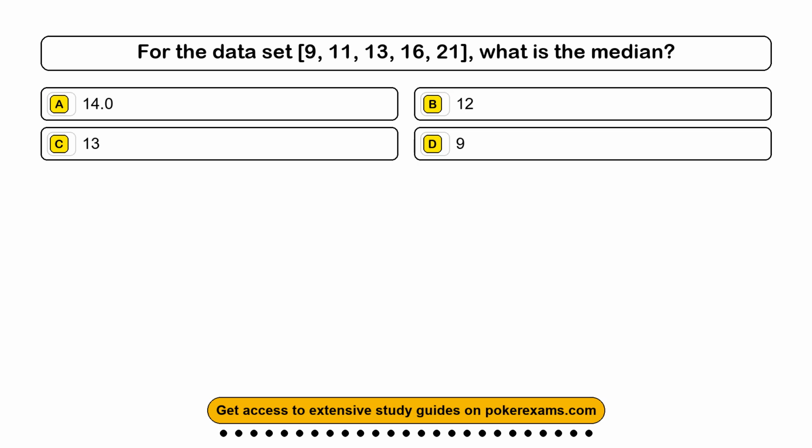Question 19. For the data set 9, 11, 13, 16, 21, what is the median? Option A 14.0. Option B 12. Option C 13. Option D 9.